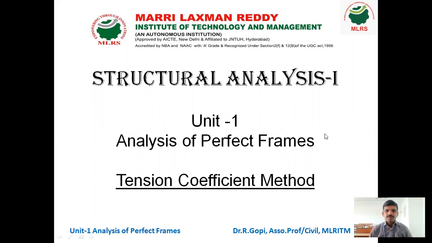Last class we saw the method of sections. So far we have seen two methods: method of joints and method of sections. In the method of joints we focus on joints only. We apply summation of V equal to 0 and summation of H equal to 0, and by resolving the forces, we can easily get the forces in the members of a truss or pin-jointed frame.